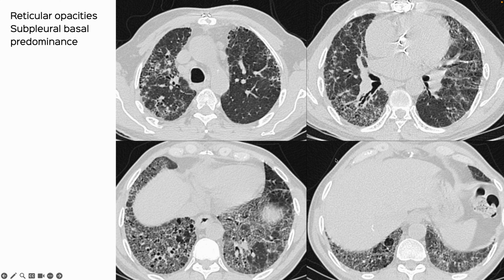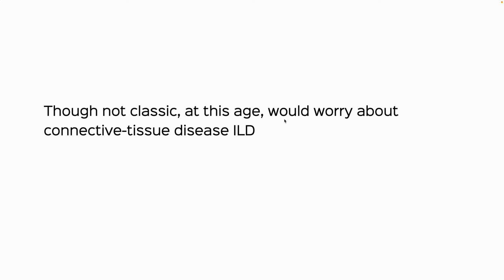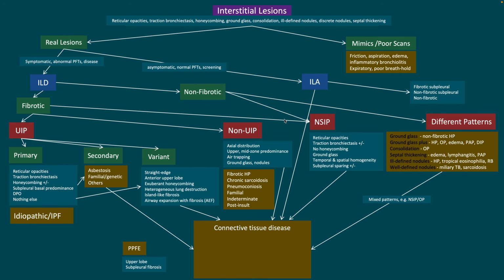But we can see here reticular opacities, subpleural basal predominance in a 55-year-old. There is a straight edge on the left. So there are enough findings, though not absolutely definite, to suggest connective tissue disease ILD. This patient came for a second opinion, and if you run through the flow chart, these are real lesions.